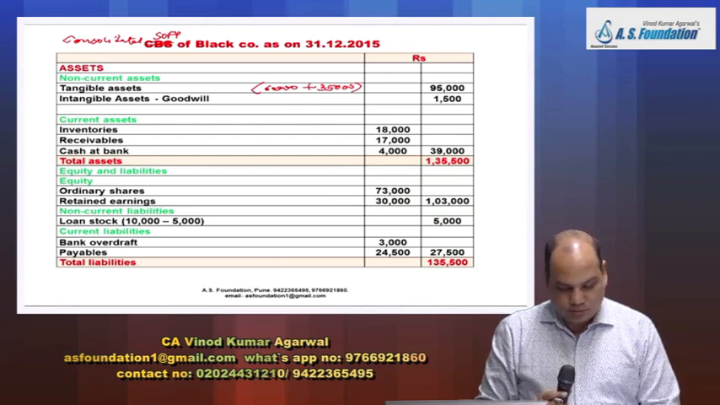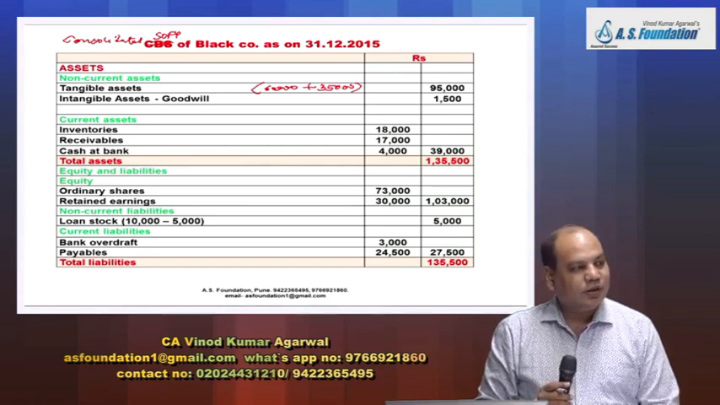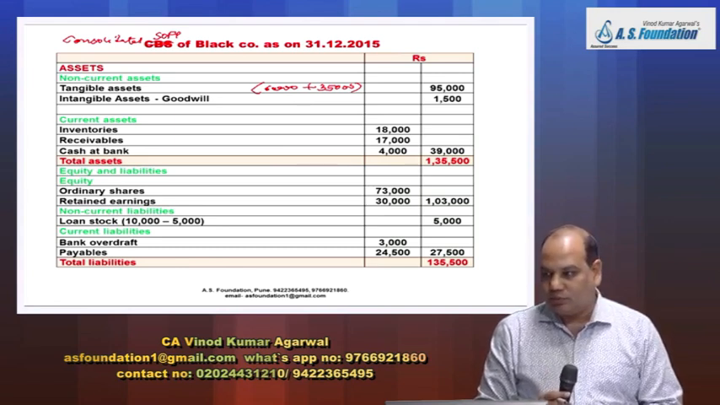Cash at bank, only 4,000 in the books of Black. Total current assets 39,000. Total of assets 135,500. Done? Say yes. Yes. Next line.